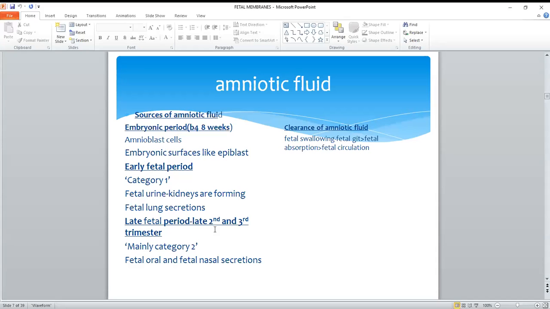And then now in the late fetal period, we have mainly category two, meaning fetal urine and fetal lung secretions. So these ones are the main sources of amniotic fluid. So if someone asks you randomly, what is the main source of amniotic fluid? It's the fetal urine. But that's why I've said mainly category two to mean these two here. But we also have fetal oral and fetal nasal secretions. Okay, so those are the sources of amniotic fluid. And then now we have clearance, which is fetal swallowing.